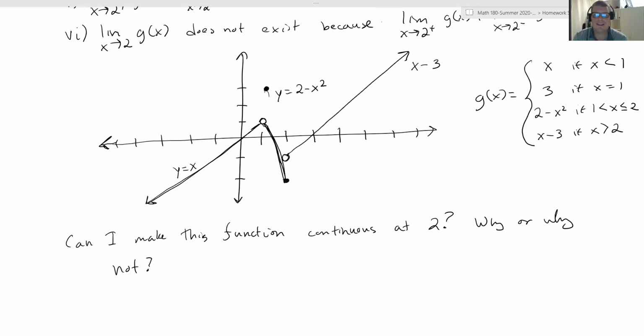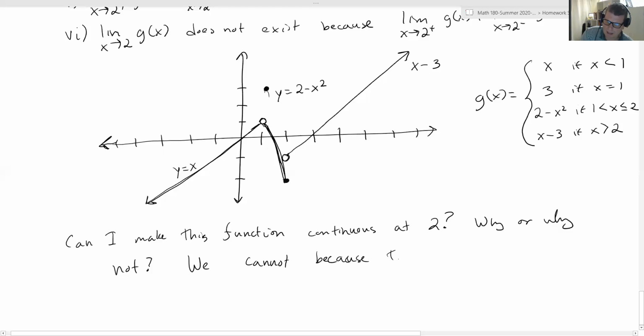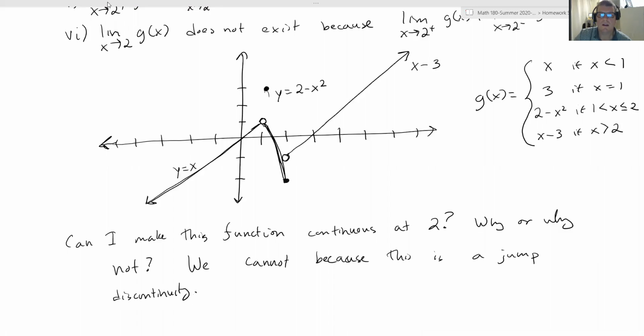Yeah, we can't. We cannot, because this discontinuity is a jump discontinuity. We'd have to fundamentally change the function completely. So we can't do that with this one. All right, great. That was a really nice question.